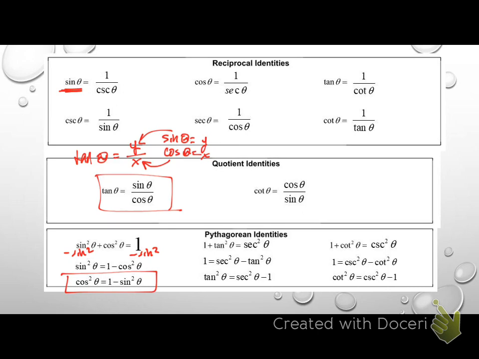The other two Pythagorean identities here: 1 plus tangent squared is equal to secant squared. It's just a way for us to relate tangent and secant to each other. And then 1 plus cotangent squared equals cosecant squared. And again, it's another way for us to relate cotangent and cosecant to one another. Okay? And again, we need to be able to manipulate those equations. Now, these identities you don't have to memorize. We will give these identities to you. You just have to be able to use them.